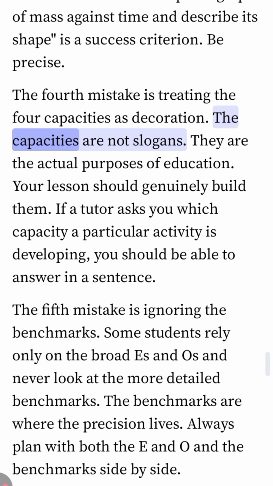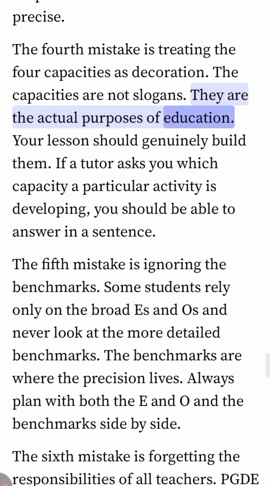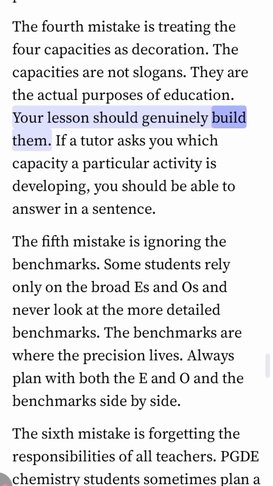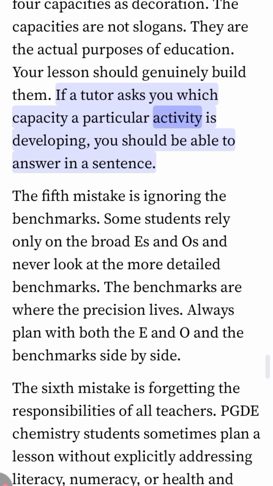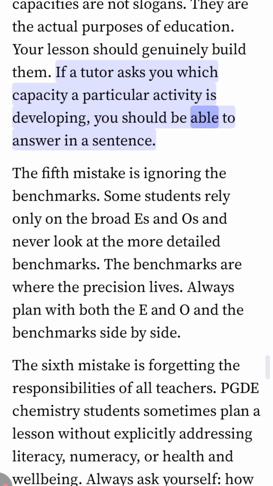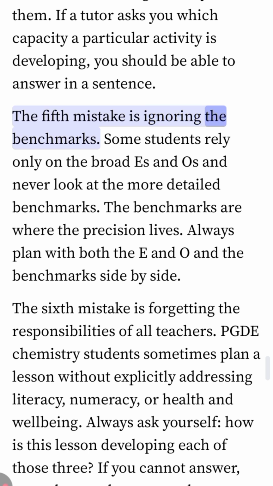The fourth mistake is treating the 4 capacities as decoration. The capacities are not slogans. They are the actual purposes of education. Your lesson should genuinely build them. If a tutor asks you which capacity a particular activity is developing, you should be able to answer in a sentence. The fifth mistake is ignoring the benchmarks.